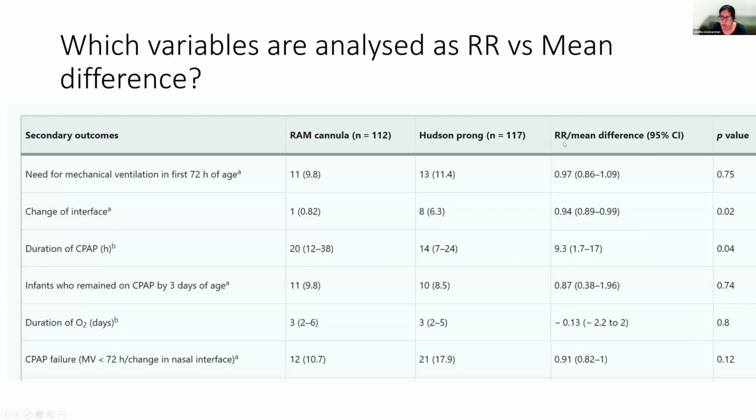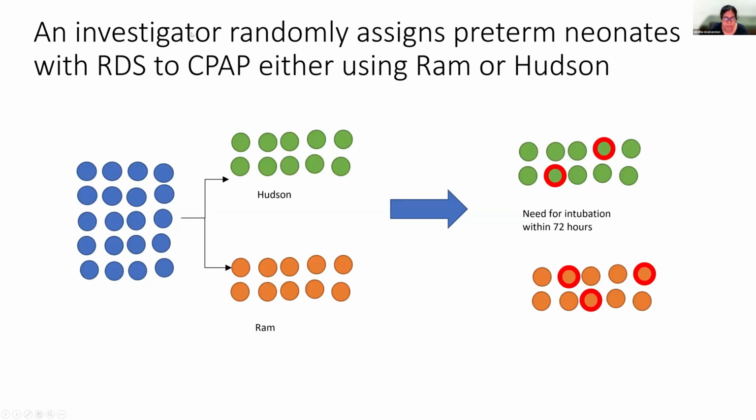Now let us understand what this risk ratio means. This is the same example. Let us assume that we have 20 babies and we have randomized them to receive CPAP using Hudson prongs or the Ram's cannula. Here our primary outcome is need for mechanical ventilation or intubation within 72 hours. In the Hudson group, among 10 babies, 2 required ventilation, or 2 failed the therapy. In the Ram's cannula group, 3 of them failed the therapy.